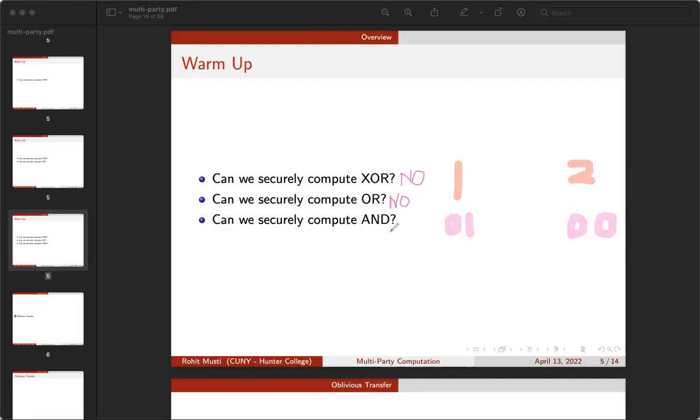Well, then what about AND? Can we securely compute AND in this kind of multi-party computational way? Well, intuitively you can't, right? Because 0, 1 maps to 0, 1 and 0, 0, 0, 0 and 0. False and false is 0. 1 and false is 0. So person 1 and person 2 both learn each other's things.